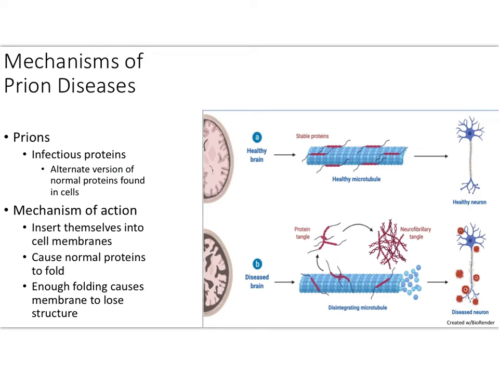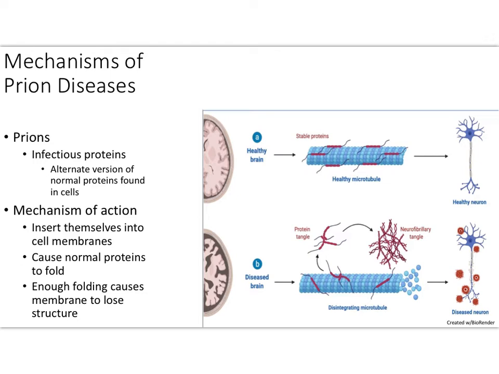Our next microbe is a prion. And prions, as you'll remember, at least hopefully from Unit 1, are infectious proteins. Basically, a prion is an alternate version of an already existing protein. So if we say we have version A of a protein in our brain normally, a prion is like version B. So it's the same overall basic protein, just with some changes in the amino acids that change the overall structure of the protein.